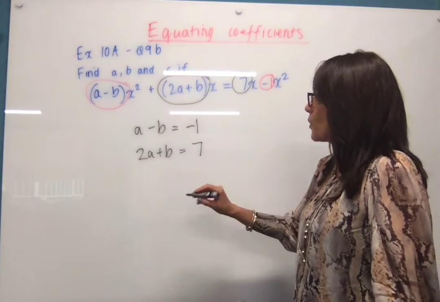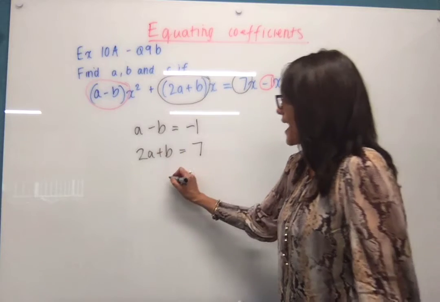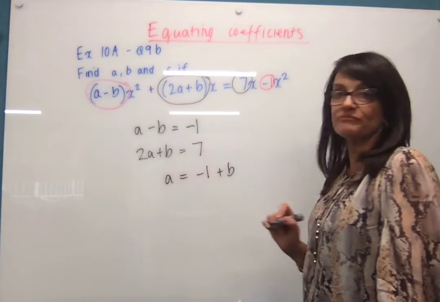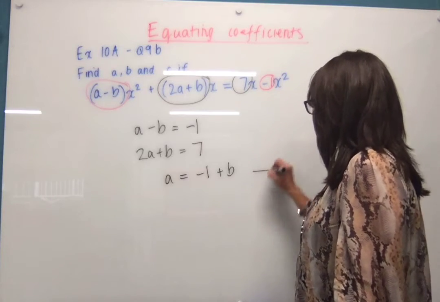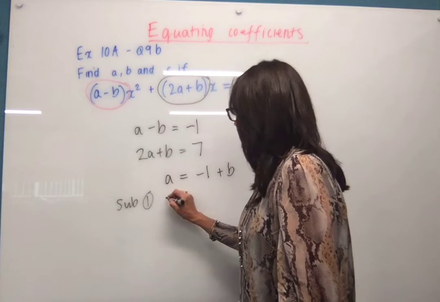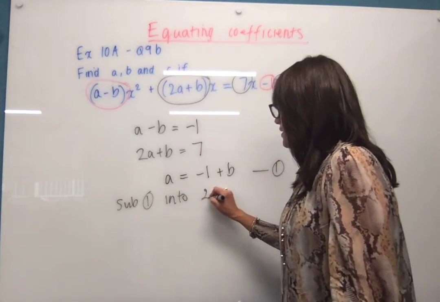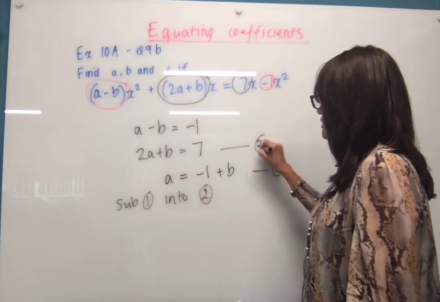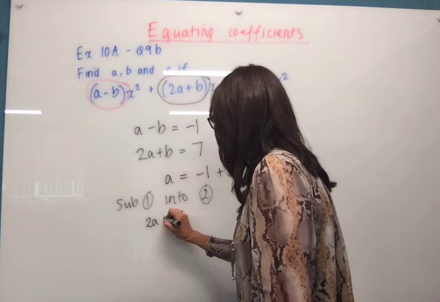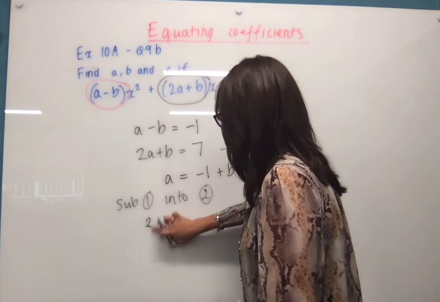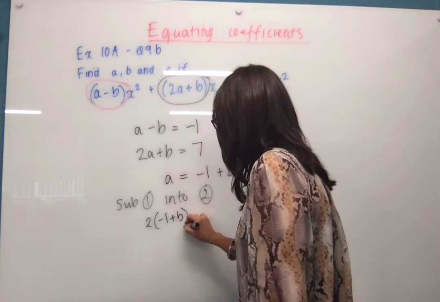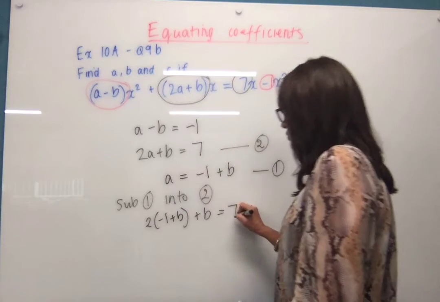So let's go back to equation number 1 and make a the subject. So we've got a equals -1 plus b. I'm going to call that equation number 1, and I'm going to take equation number 1 and we're going to sub that into equation number 2, which is this equation here. So now we've got 2a plus b, and in place of a, we're going to put -1 plus b, is equal to 7.